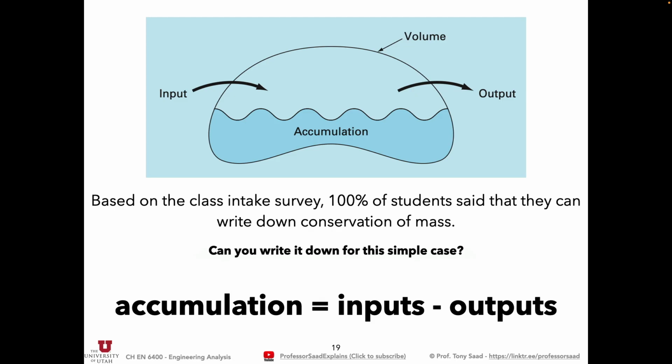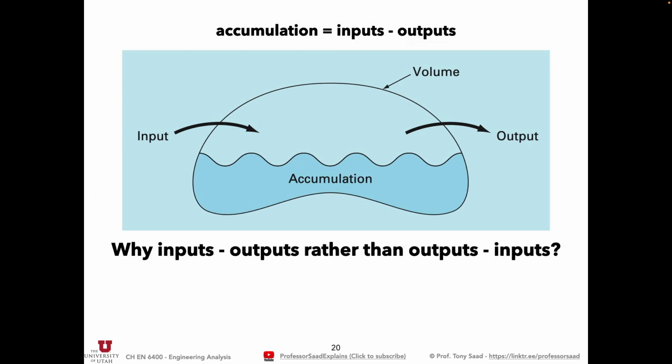You have a bucket of water. It has a little faucet. You bring in a certain flow rate, 1 kilogram per second, and then you open the faucet. It's taking out 0.5 kilogram per second. So there's some accumulation that's going to stay in there because more is coming in than leaving. Okay. So now I'll ask you, why input minus output rather than output minus input?